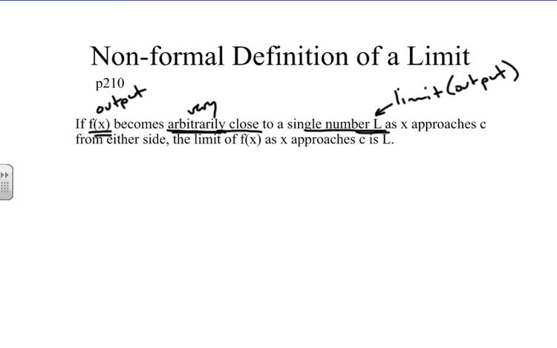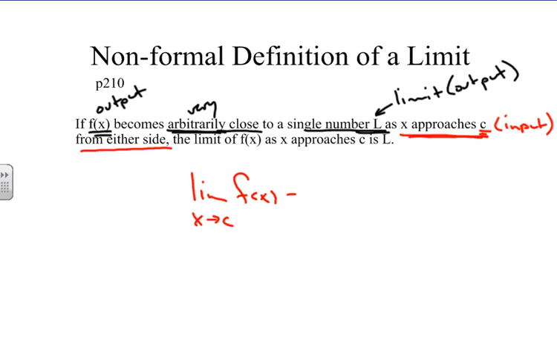And how do we do that? Well, we do that by setting x, because x is going to approach the c value from either side. That means we're going to approach c, our input, from both sides. And as we get closer and closer to this, we can write the limit of f of x as x approaches c equals L. That is a standard informal, non-formal definition of a limit that you see in many calculus textbooks and whatnot.